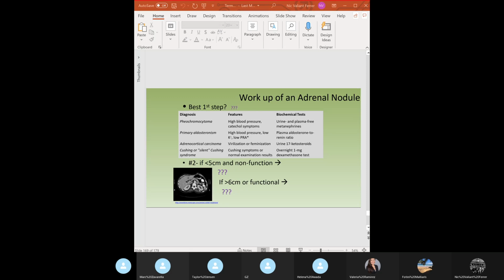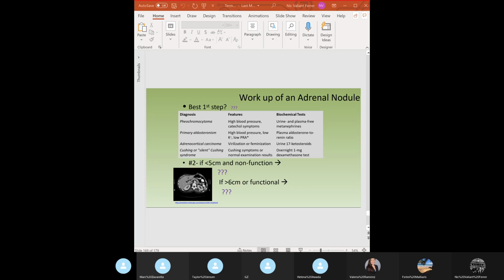And then during surgery, we can give them? What's the other one? The irreversible. It's phenoxybenzamine, right? Phenoxybenzamine. Excellent. Irreversible block. Good job. Okay, so you check urine and plasma-free metanephrines for pheochromocytoma. For primary aldosteronism, think high blood pressure, low K. Remember, aldosterone is potassium wasting, right? And check the aldosterone to renin ratio.